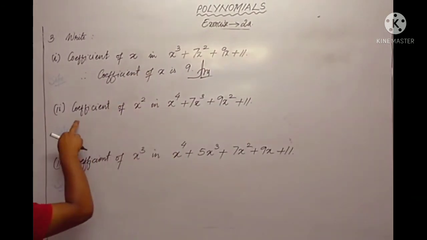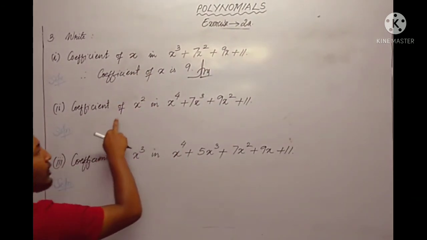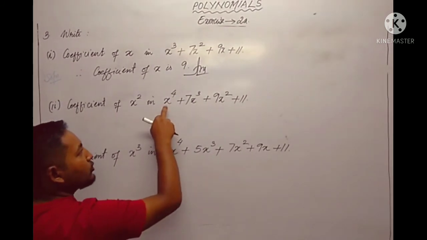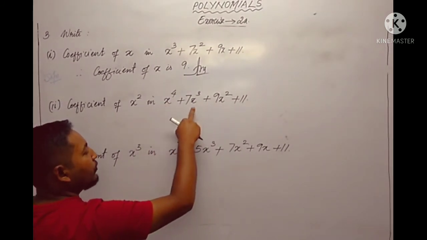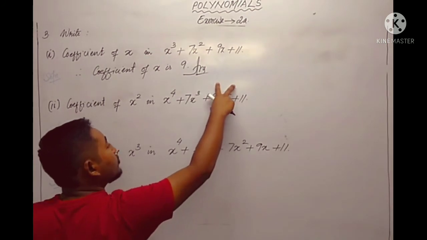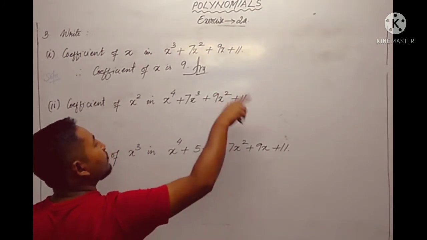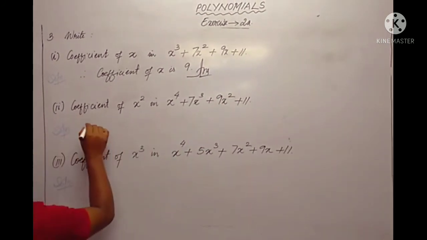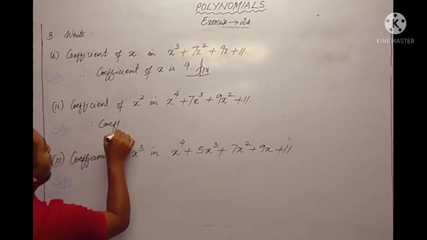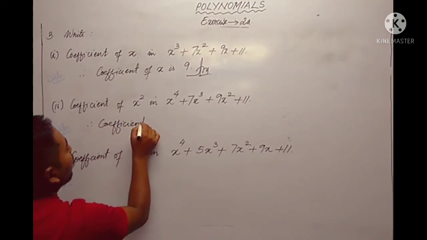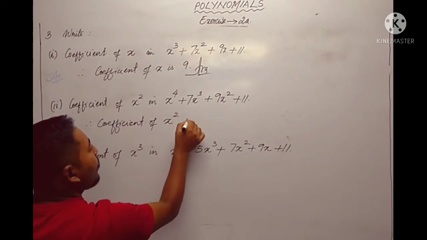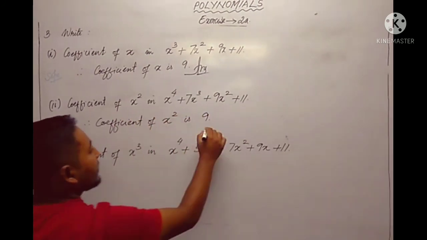Very simple. The coefficient of x squared. Now you check where is the x squared? x to the power 4, x to the power 3, x to the power 2 means x squared. So what is in front of x squared? That is 9. Therefore, coefficient of x squared is 9. That is the answer.